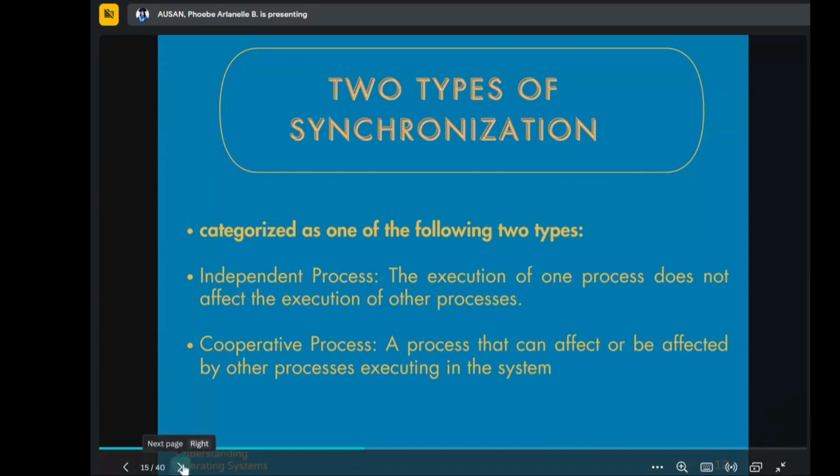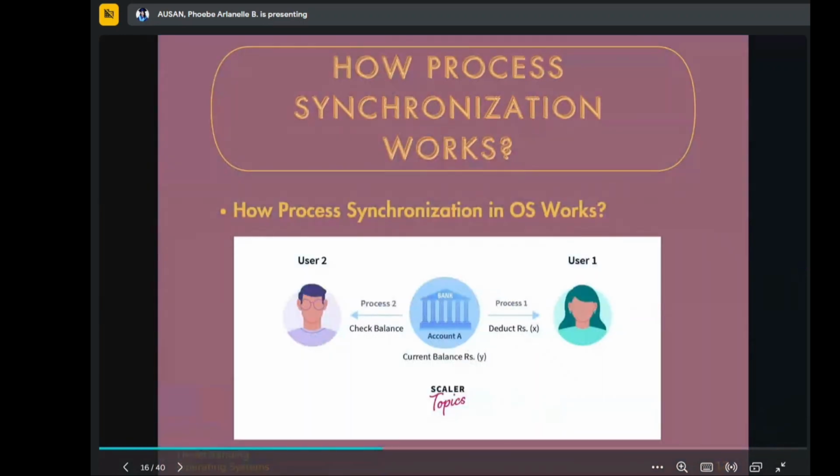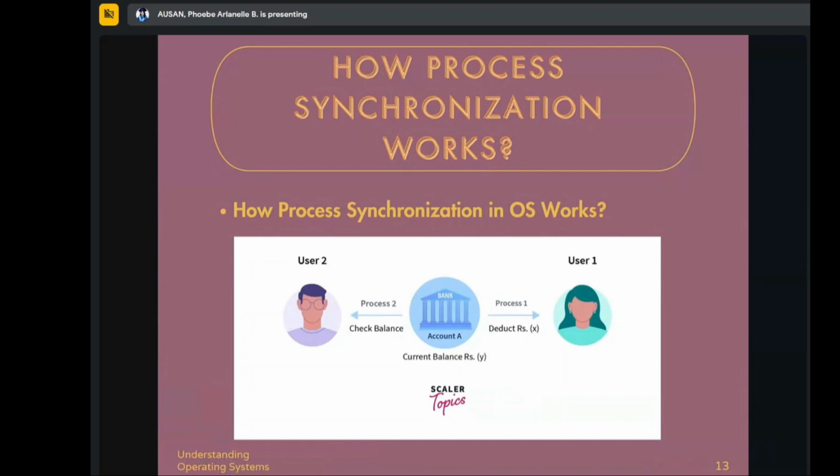Next slide, please. As we can see in the image presented, this is an example of what happens when we do not have process synchronization in an operating system. Consider a bank that stores the account balance of each customer in the same database. We have user 1 and user 2. Supposedly, you initially have X rupees in your account, like your card balance. So we have here X rupees in your account.